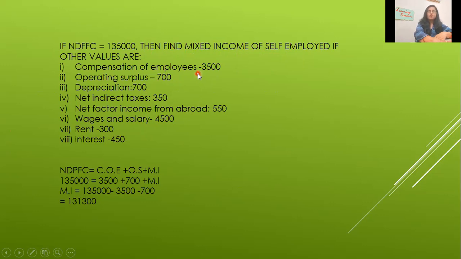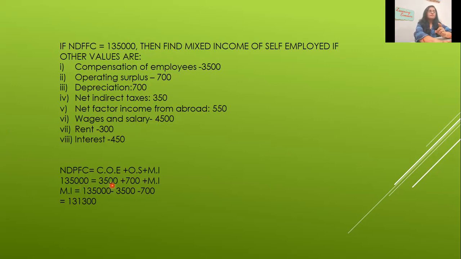because compensation of employees is already given. If compensation of employees is given, that means it already includes everything. So you do not need to add this, and rent also you do not need to add, and interest also you do not need to add, because operating surplus is given. So you are given 2 values, compensation of employees and operating surplus. So what will you do? NDPFC is equal to compensation of employees plus operating surplus plus mixed income. So only 3 things you were supposed to add.